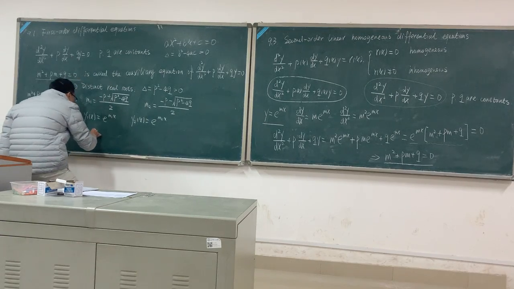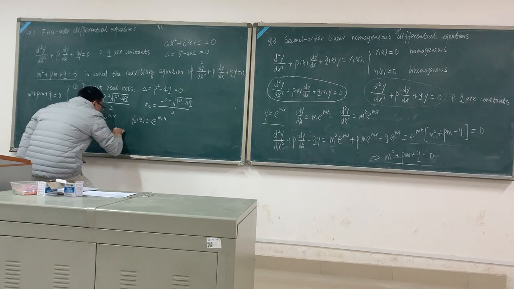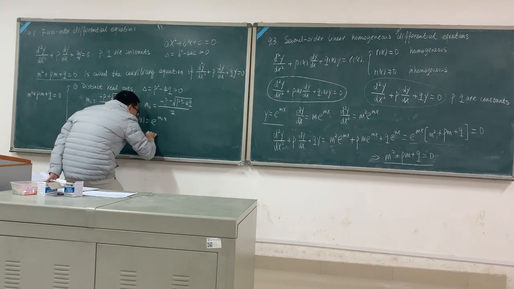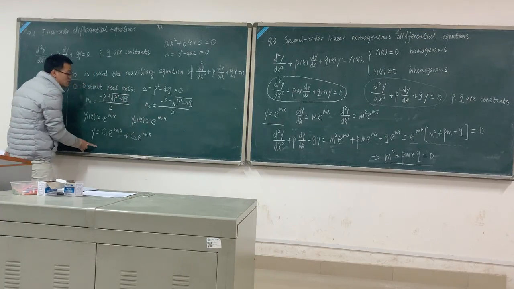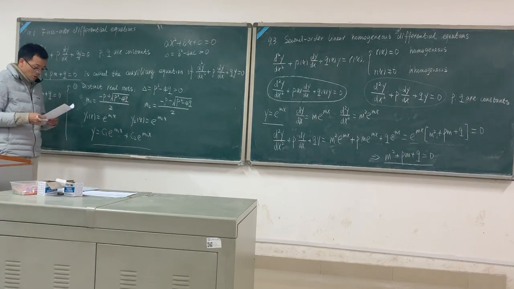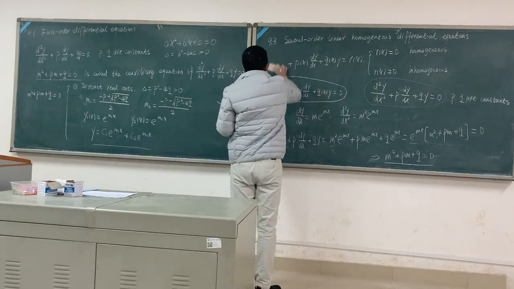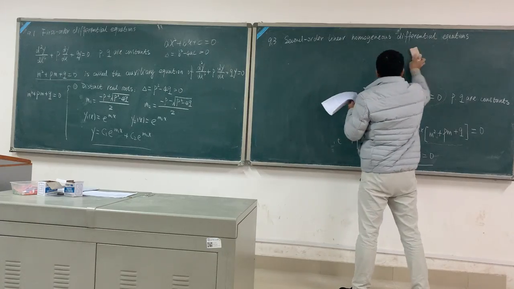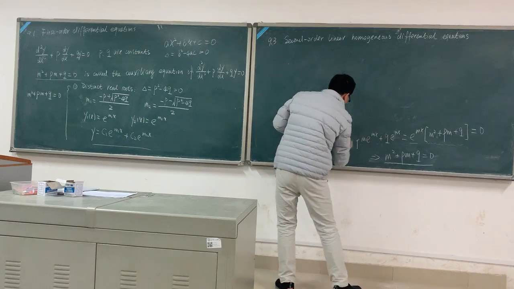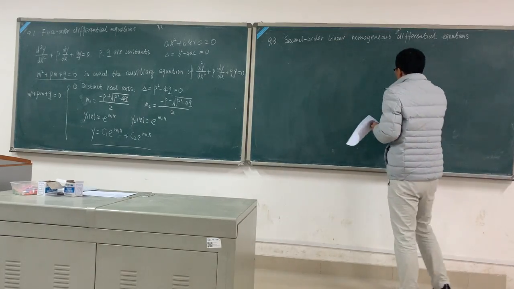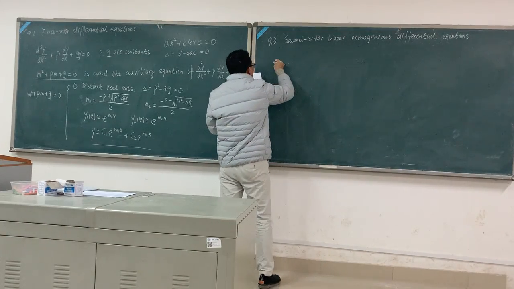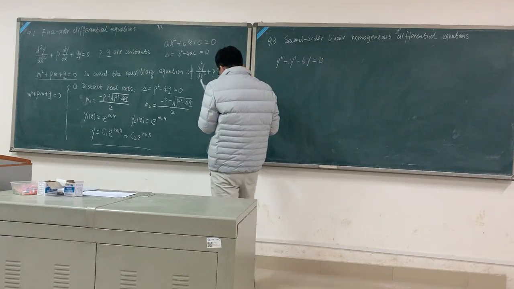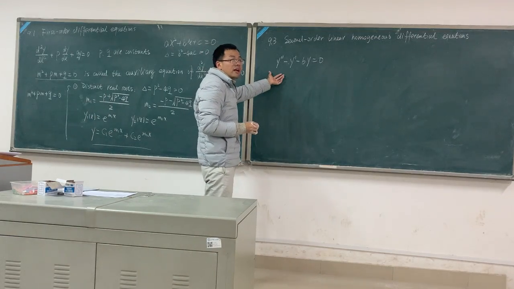So for this case, the general solution is y equals c1 e to the m1x plus c2 e to the m2x. This is the general solution. Now, for this case, I give you an example: y double prime minus y prime minus 6y equals 0. We need to find the general solution.